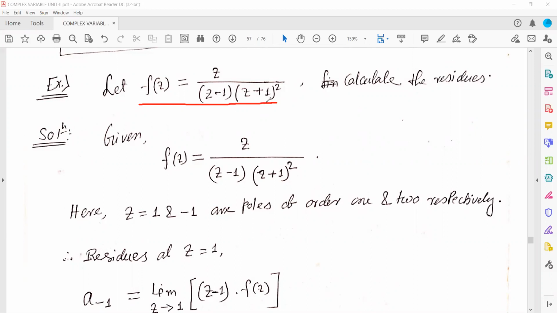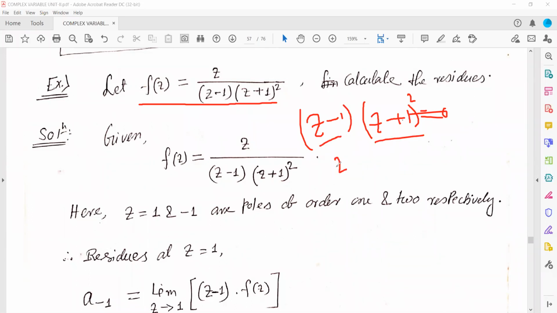If it is given in this form, what will we do? Just put the denominator equal to 0. That is (z - 1)(z + 1)² = 0. Simple. The product of these two terms equal to 0 means either this is equal to 0 or this is equal to 0.